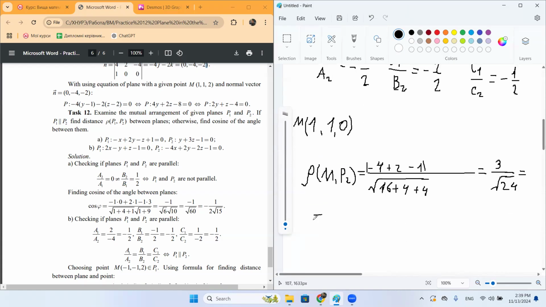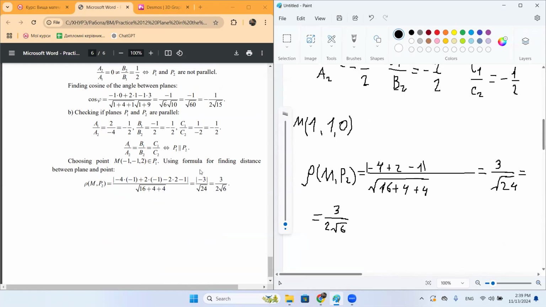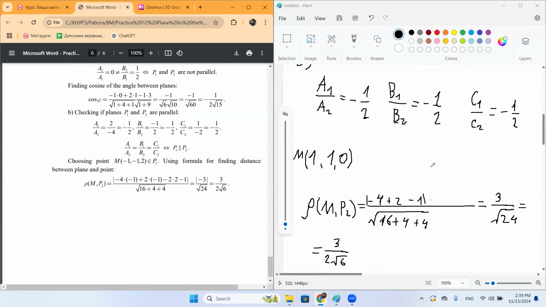Of course we can move something out of the root. Square root of 6 by 4, so we can extract 4. So 3 divided by 2 square roots of 6. And as we can see, different points, but the result is the same. You agree that it's more interesting to choose another option.